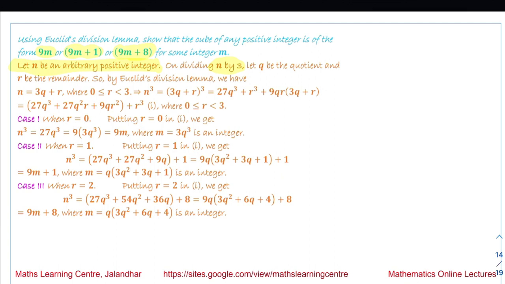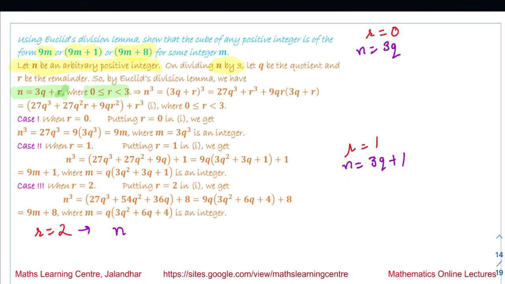So we are saying that there are two numbers q and r such that n is equal to 3 times q plus r, where q is the quotient, r is the remainder, and the value of r can be 0, 1 and 2. So we are having three values of r over here. When r is equal to 0, we will have n is equal to 3q. Second case, when r is equal to 1, we will have n is equal to 3q plus 1. Next, when r is equal to 2, we will have n is equal to 3q plus 2.